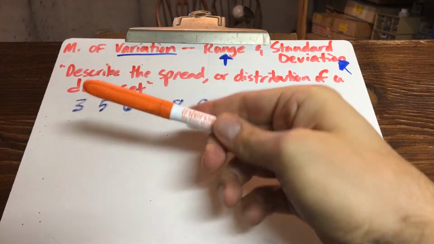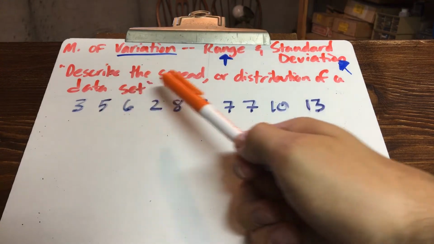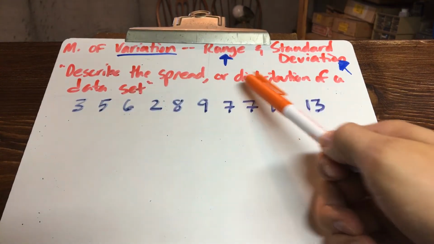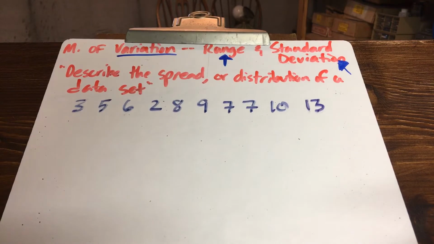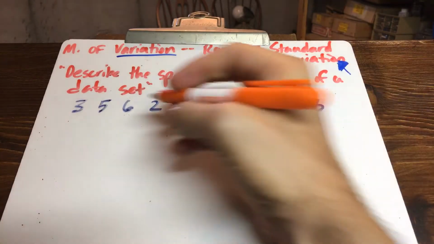Okay, what do measures of variation do? Measures of variation describe the spread or the distribution, right, how far apart things are of a data set, right? The spread, how far spread apart they are. Like right now, how socially distant they are, right? So, for example, here's a list of numbers. I just made them up.